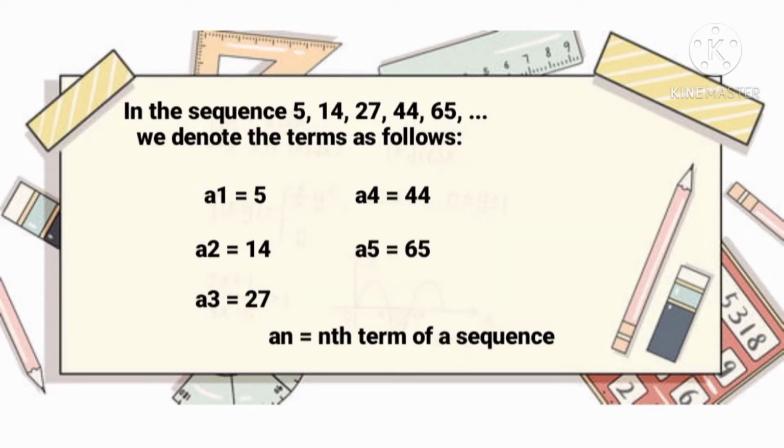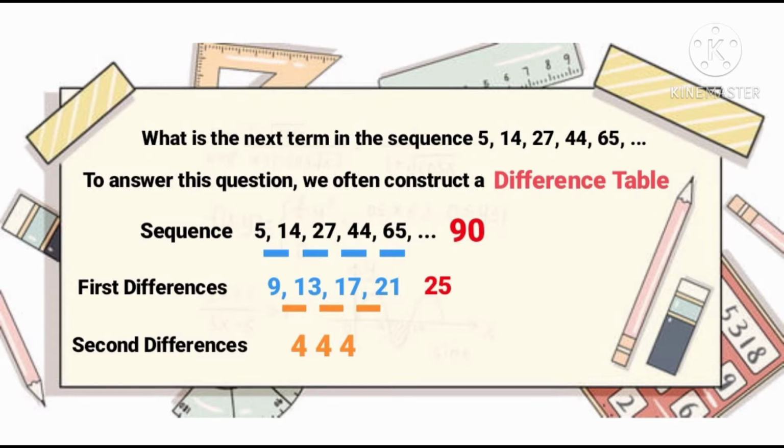5 is equal to a sub 1, 14 is equal to a sub 2, 27 is equal to a sub 3, 44 is equal to a sub 4, and 65 is equal to a sub 5. And as you can see, guys, there are 3 dots after the number 65, so it means it is continuous. For us to find out the next number in our sequence, we're just going to construct a difference table.